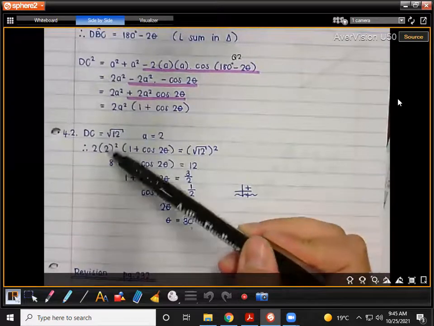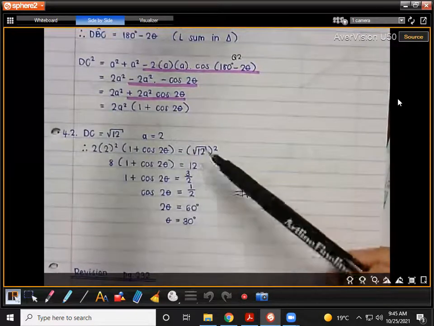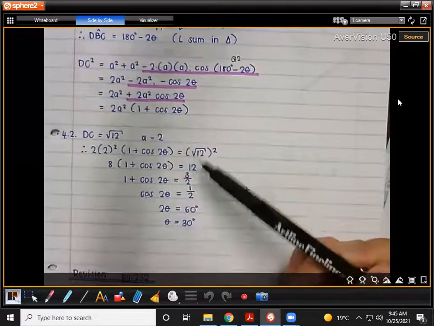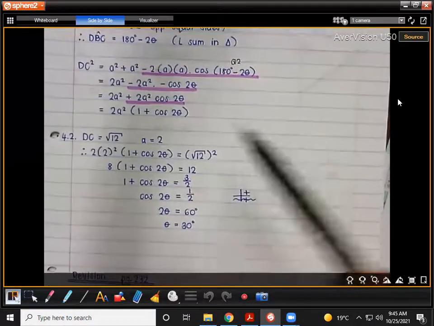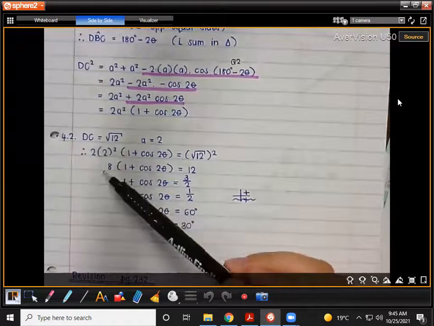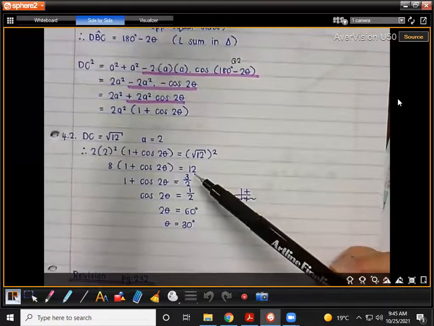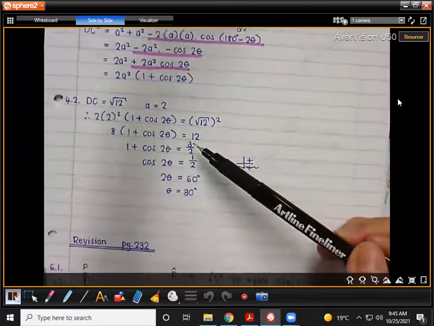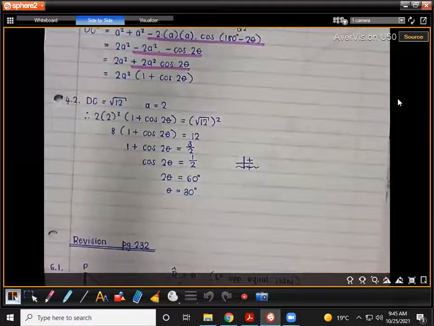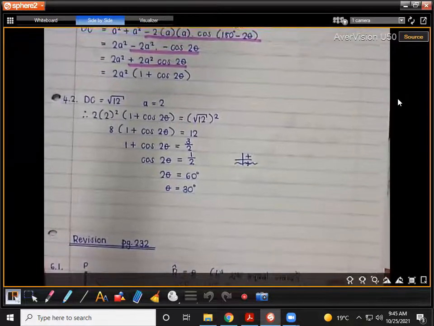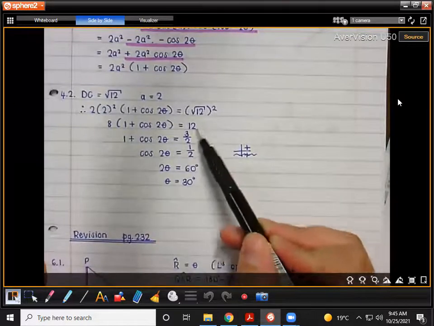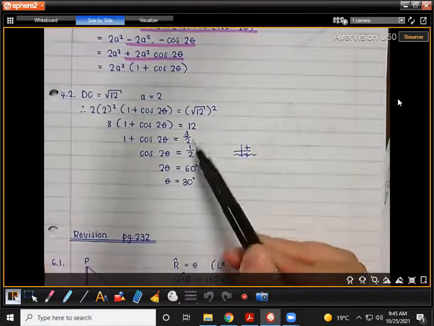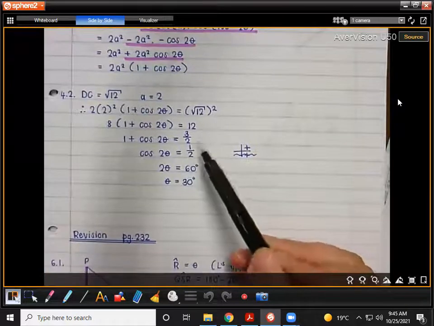I just subbed in 2 for A and root 12 for DC, right? Because this was DC squared, so it's root 12 squared. Then I just worked that out. That's 8, and this is 12. And now if we need to show that theta is 30, basically we have to solve for theta, right? And the answer that we're supposed to get is 30 degrees. So I divided by 8, which gave me 3/2. I minus 1, oh, sorry, which gave me a half.